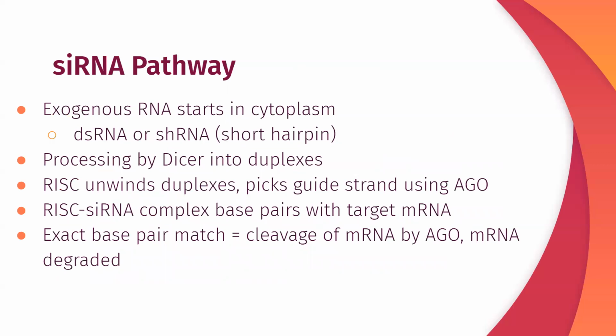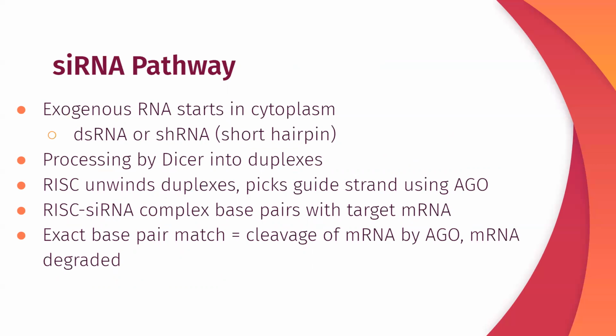So this time we're skipping our first step. We're skipping our DROSHA processing step. We're skipping our pri-miRNA step because we don't have any of that transcription happening in the nucleus. We're just coming straight into the cytosol because it's coming from presumably a virus. So then it will be processed by Dicer into duplexes, and those are going to be the same length.